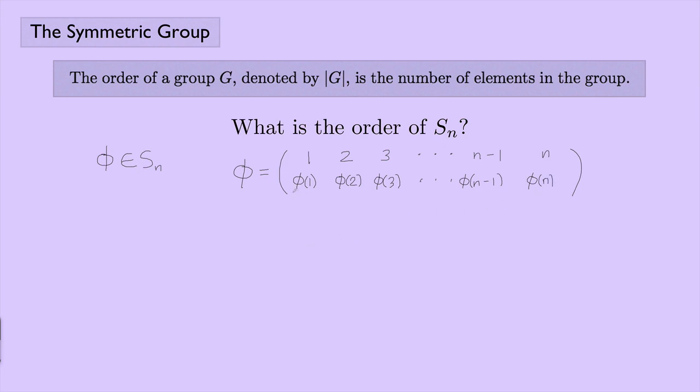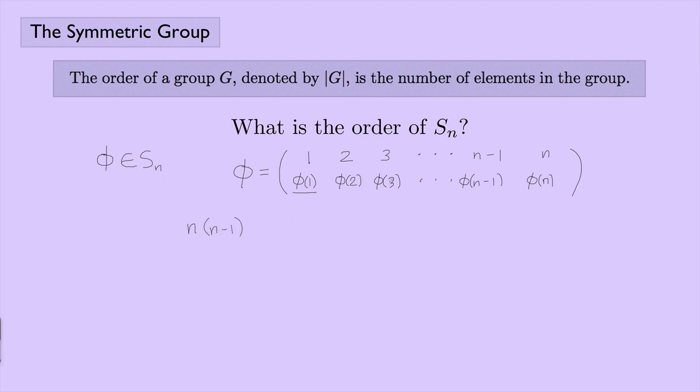And let's look at the first option here, phi of 1. Where could we take 1? How many choices do we have for phi of 1? Well, if there's n things here, we could have n choices. We could have phi of 1 be 1, or phi of 1 be 2, or phi of 1 be 3, all the way up to n. So we would have n choices for phi of 1. Now, if we've made a choice for phi of 1, then we have n minus 1 choices left for phi of 2. So I'll multiply that here, so n minus 1.